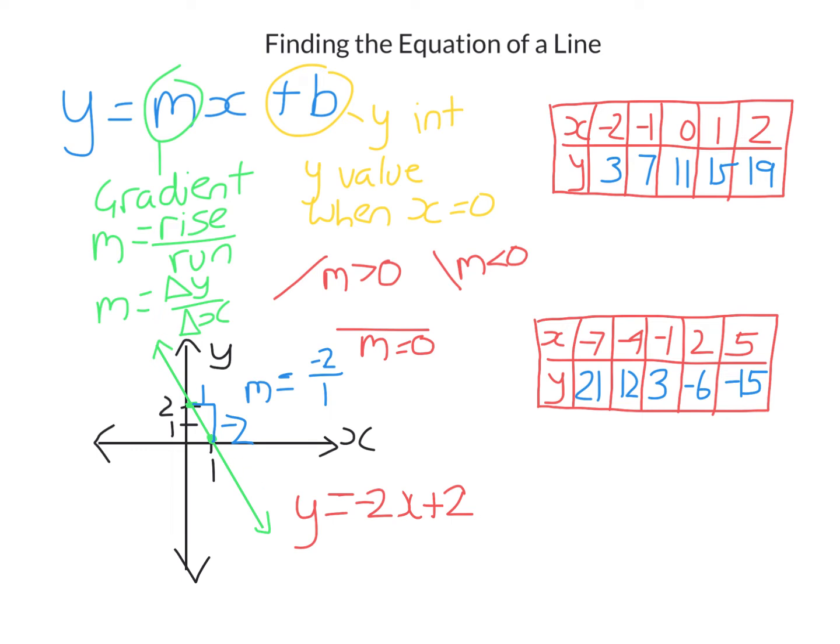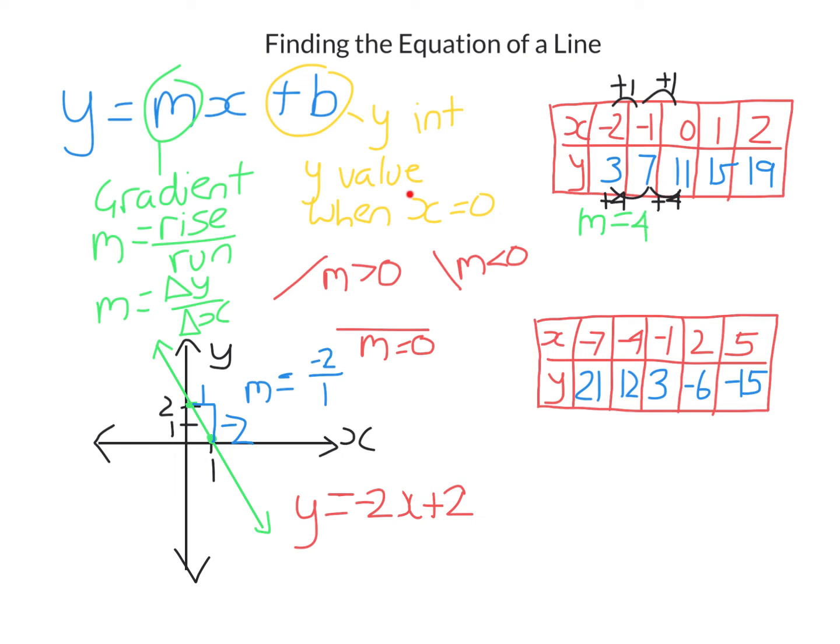So how do you find the rule linking x and y, or the equation of a line, from a table of values? Well, the steps are very similar. Step 1 is to find the gradient. So the gradient is the change in y over the change in x. See, x is going up by 1 each time in this table. Y is going up by 4. We're plussing 4 each time. So it turns out the gradient is 4 over 1, or just 4.